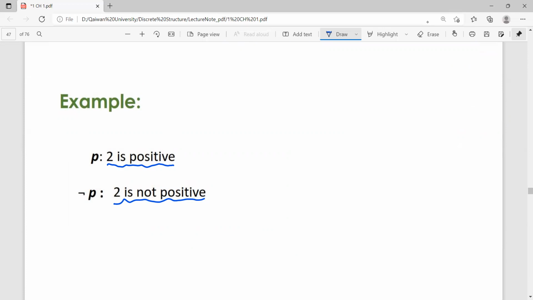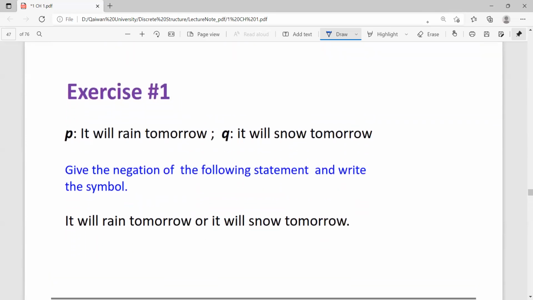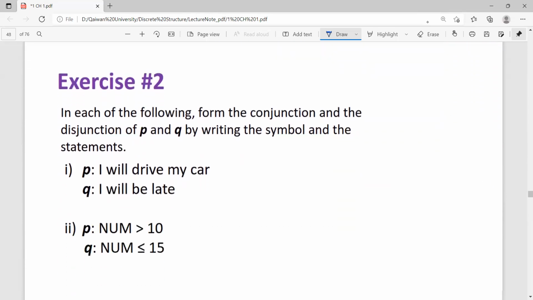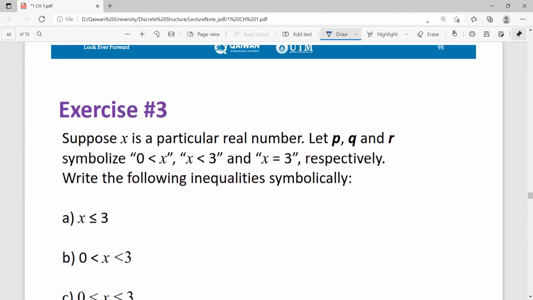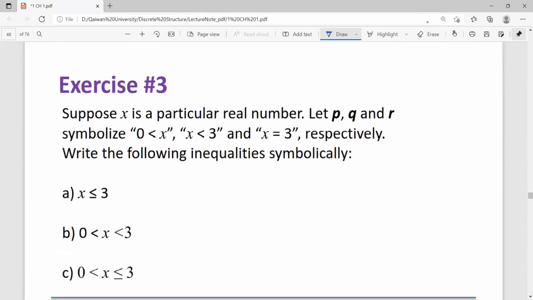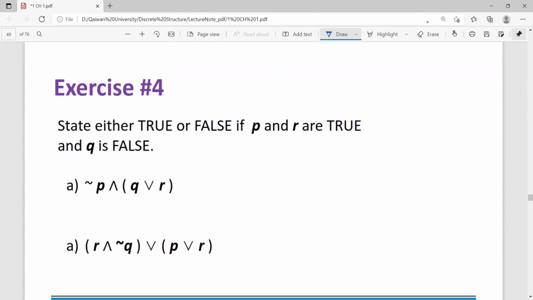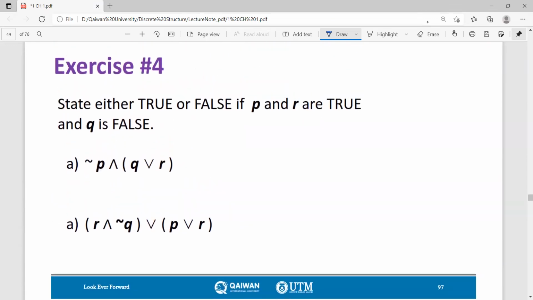Okay. So the negation of P is 2 is not positive. Here we have some exercises about disjunction, conjunction, and negation. These are for yourselves. I'm going to do this one, okay?